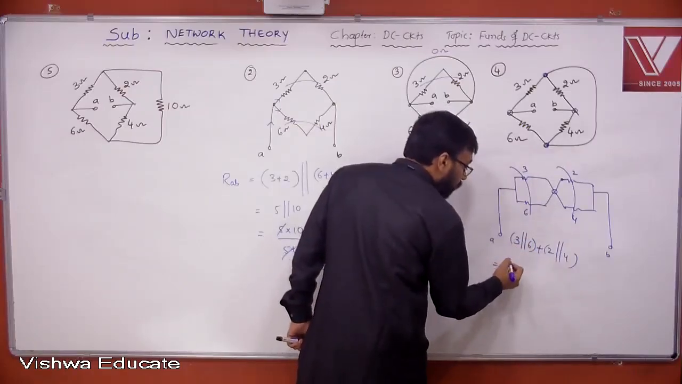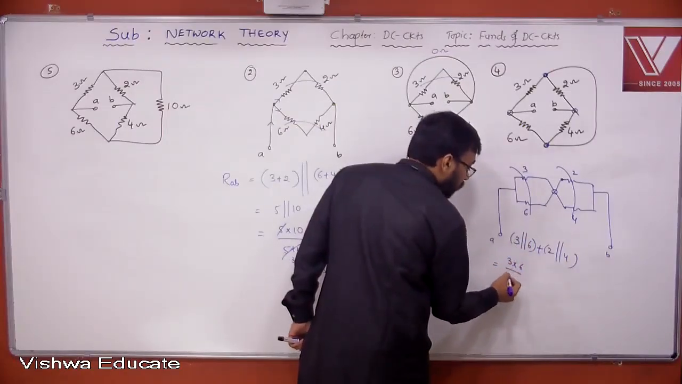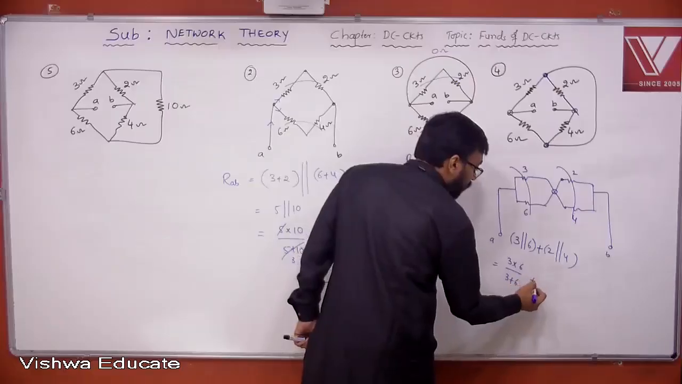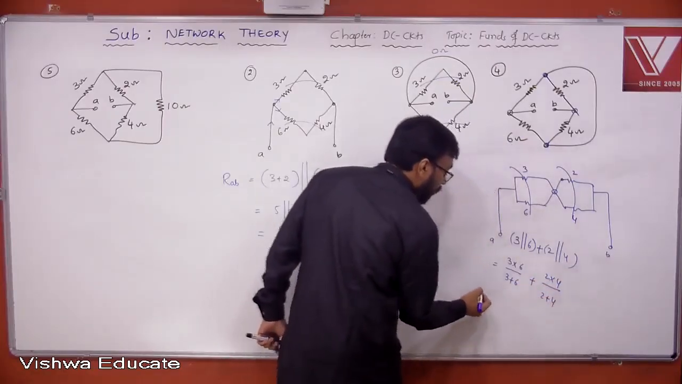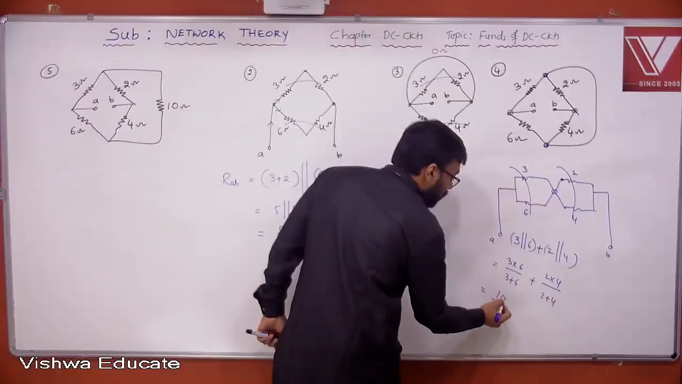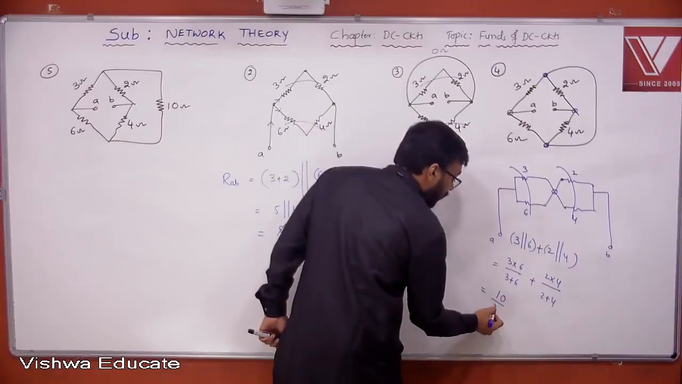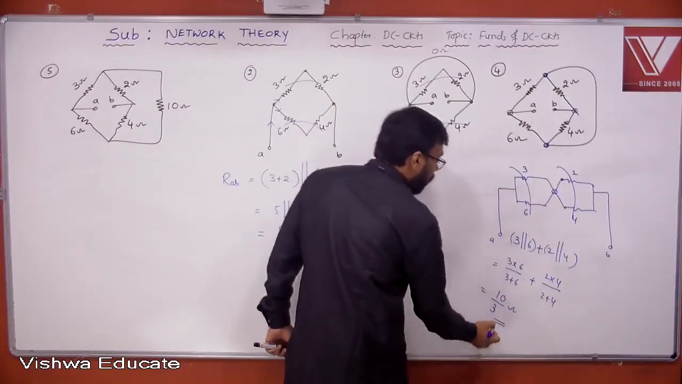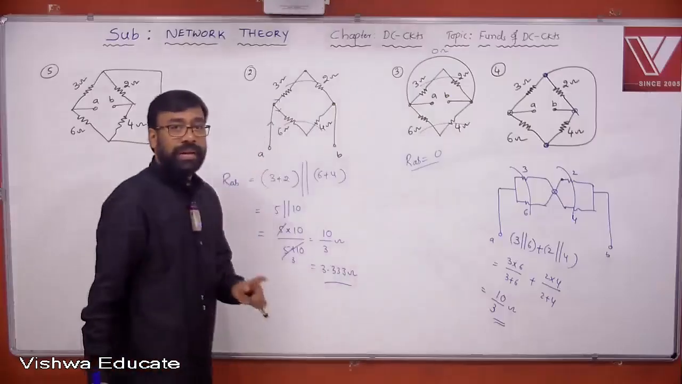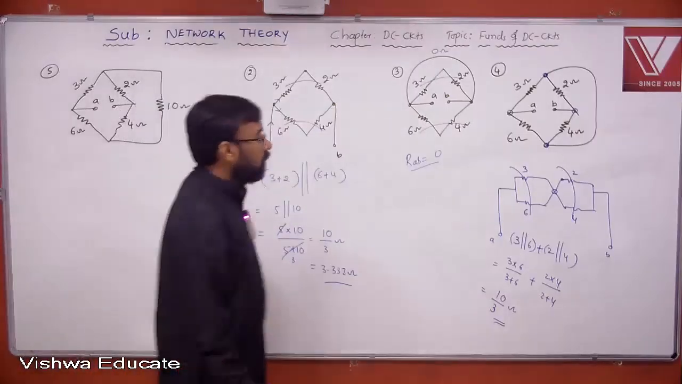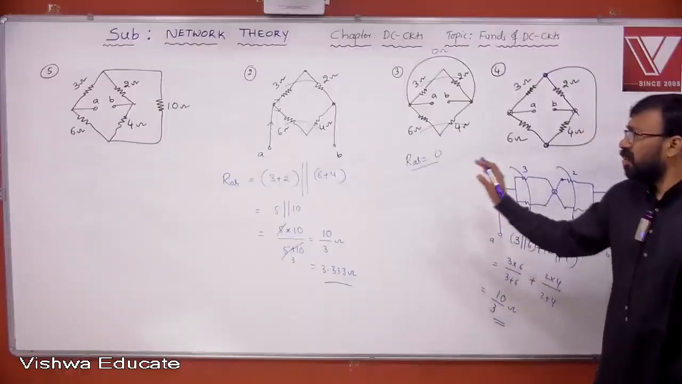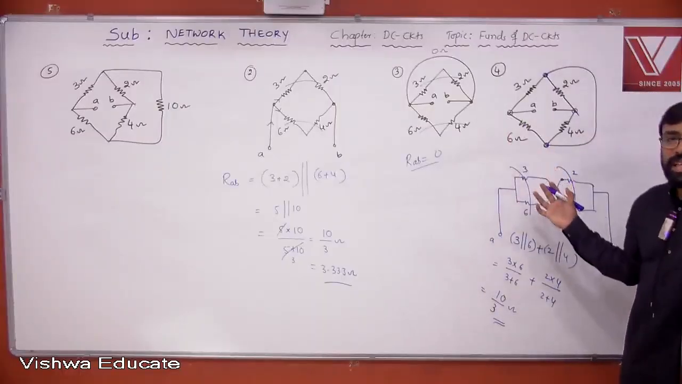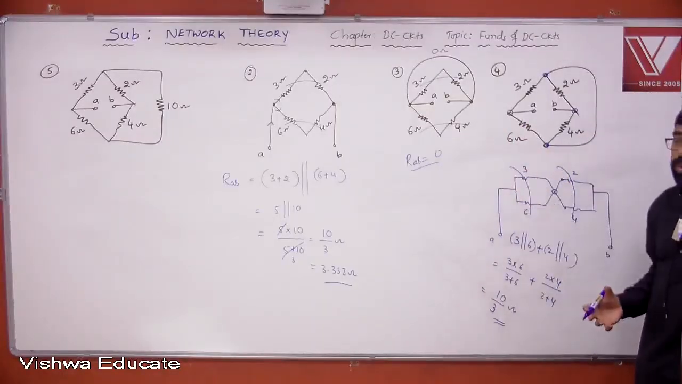Then what do you get? 3 into 6 by 3 plus 6 plus 2 into 4 by 2 plus 4. Finally, you can check with the answer. You get 10 by 3 ohm. Nothing but again 3.333 ohm. Okay. So this is how you need to answer. You need to simplify the network. The simple networks, you cannot expect this level in the exam, but just for practice I'm giving you, okay?